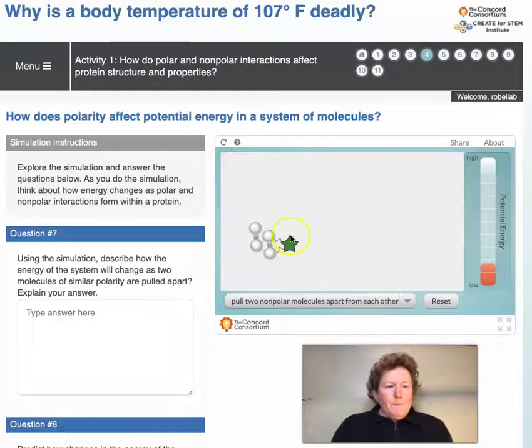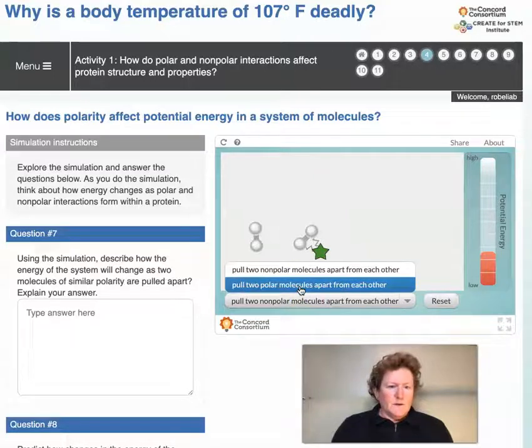So, how does polarity affect potential energy in a system of molecules? Explore the simulation and answer the questions below. As you do the simulation, think about how this energy is going to change as polar and nonpolar interactions form within a protein. So if we pull two nonpolar molecules apart, potential energy goes up a little bit, and it goes down when they get back together. Let's do this a couple of times. Watch the potential energy.